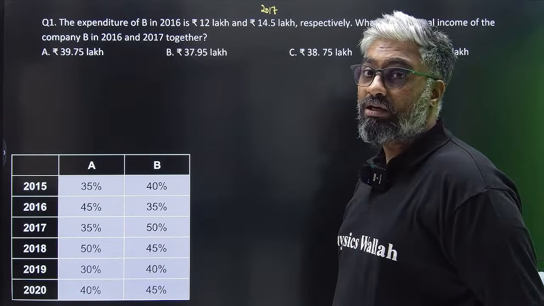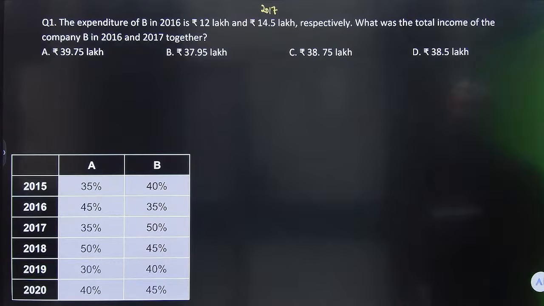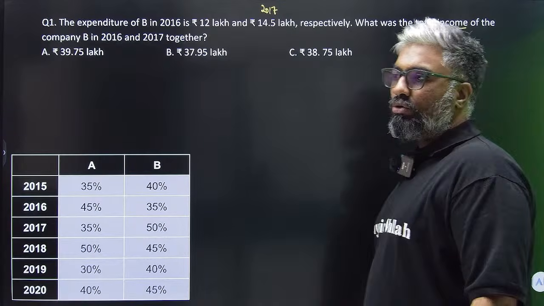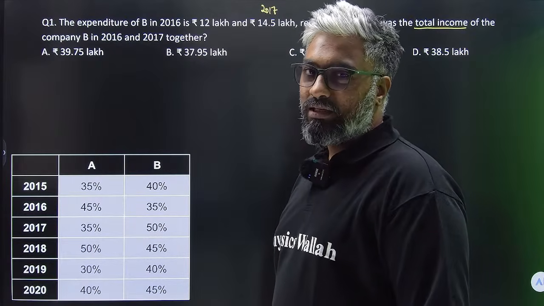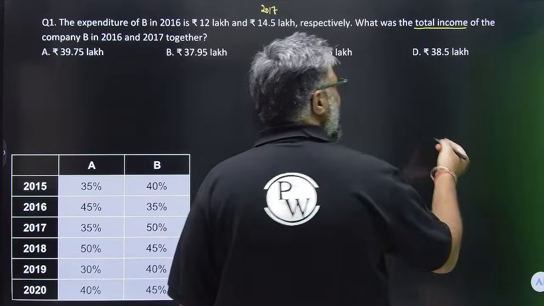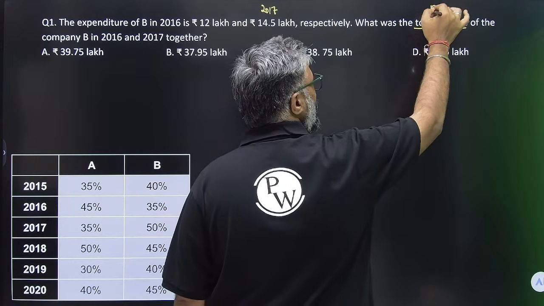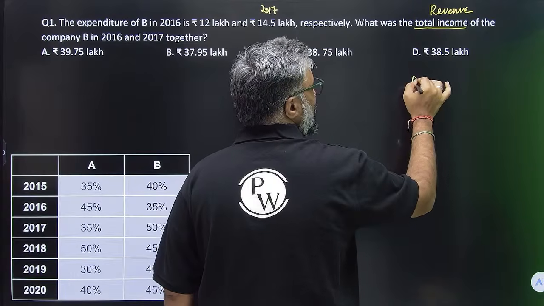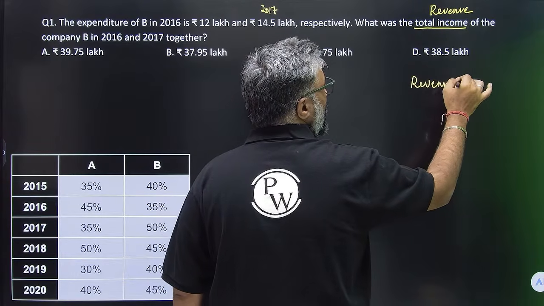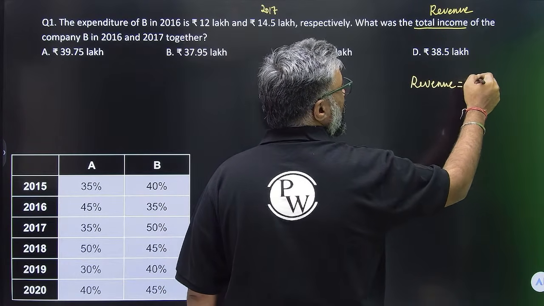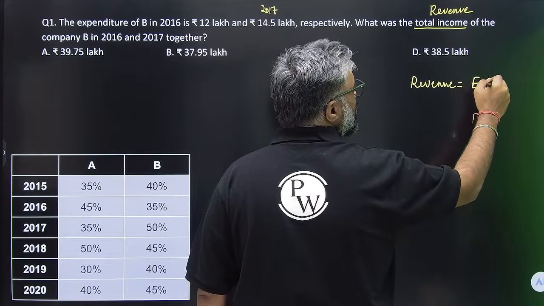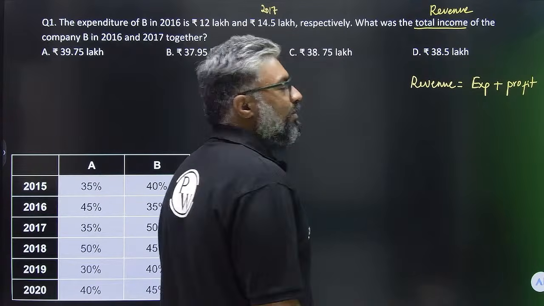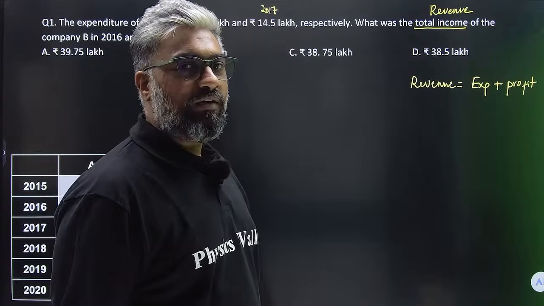They're asking us the total income. Now, although it's not told to us here, what is total income? Total income is nothing but your revenue, correct? Yes. So what is revenue? Revenue is nothing but whatever was the cost, the expenses, plus the profit. Am I right? Whatever was the expenses plus the profit.